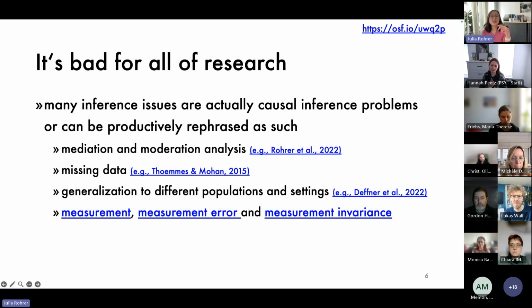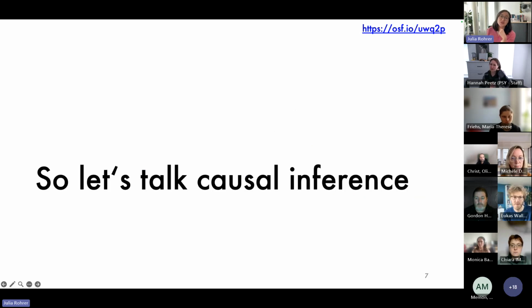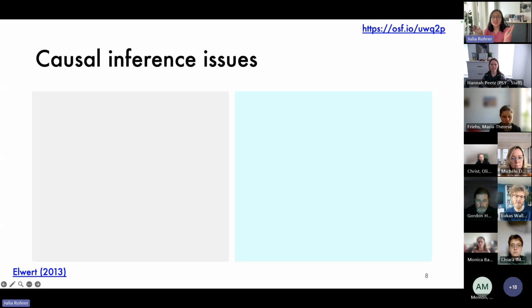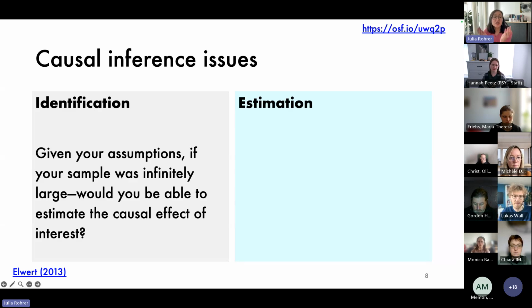You've probably already discovered the link there. So with that out of the way, what should you know about causal inference? Let's talk about causal inference. One distinction I want to make in the very beginning is that there are essentially two causal inference problems or issues. The first one is causal identification, and the second one is causal estimation. Causal identification is essentially the question, given your assumptions, if you needn't worry about sample size, if you observe the whole population, would you be able to estimate the causal effect of interest? So this is the first step: would it be possible to recover the causal effect in principle?